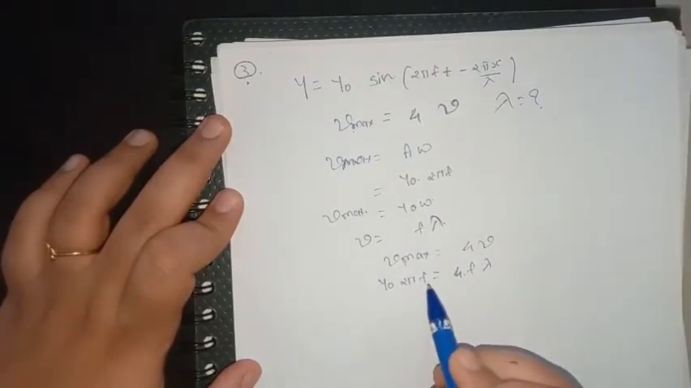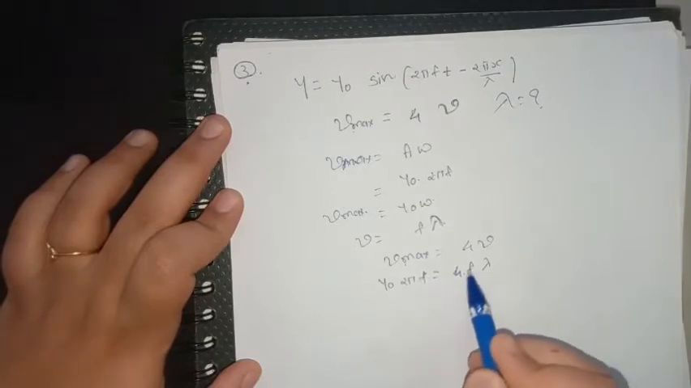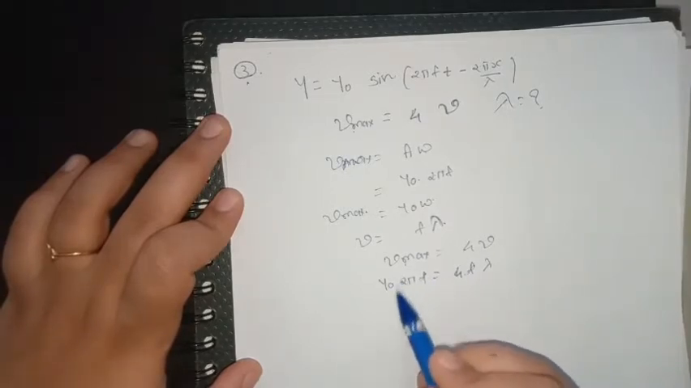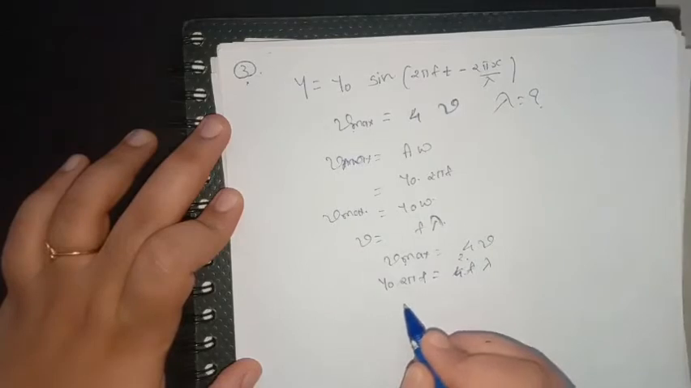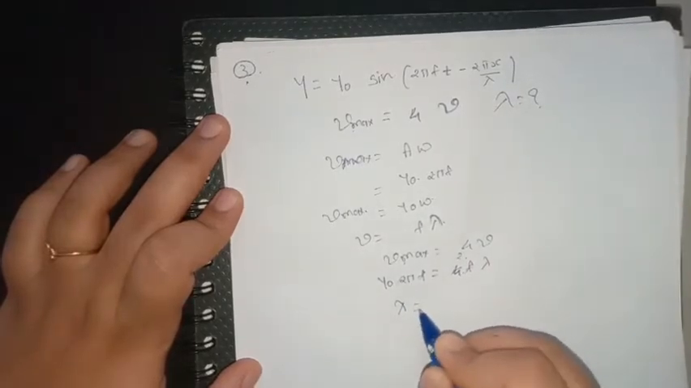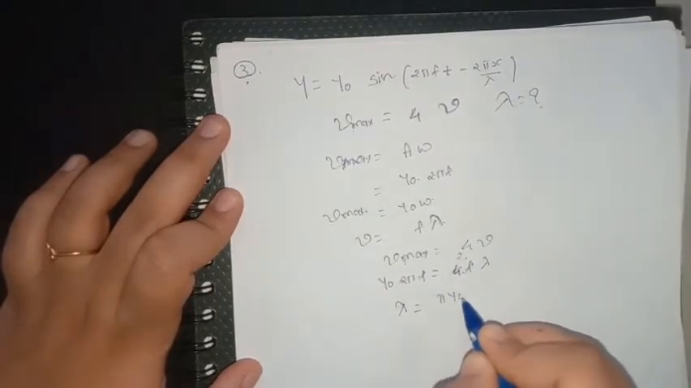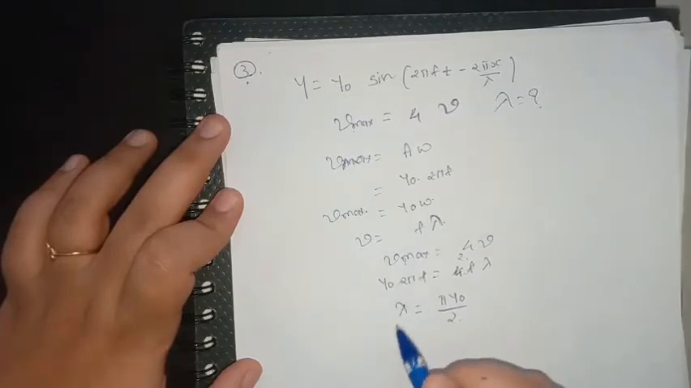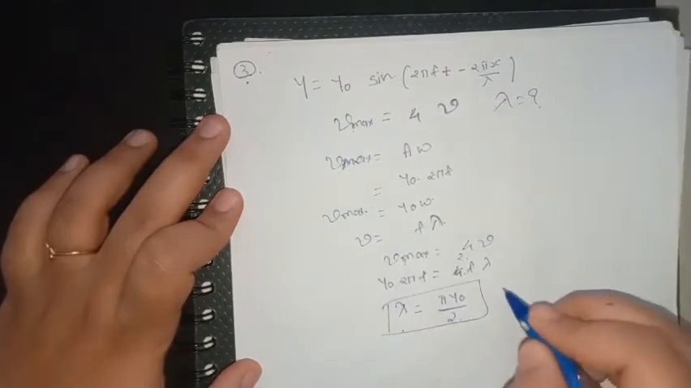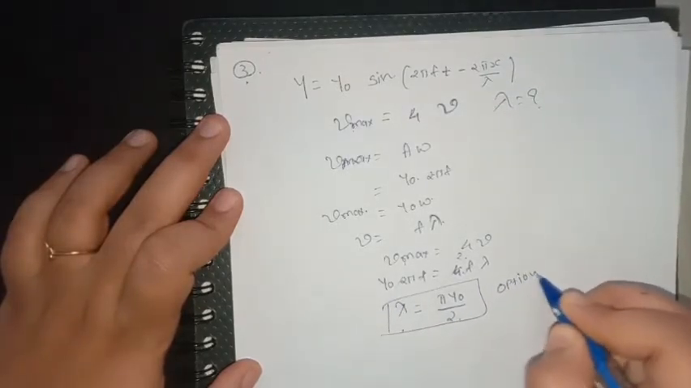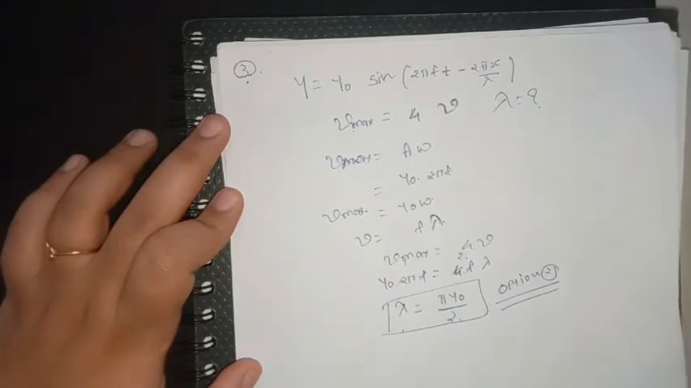Simplify this. f will get cancelled out, so lambda can be written as pi y naught divided by 2. So option 2 is the correct option.